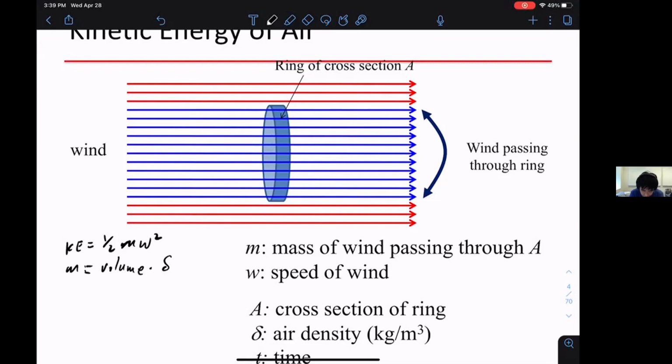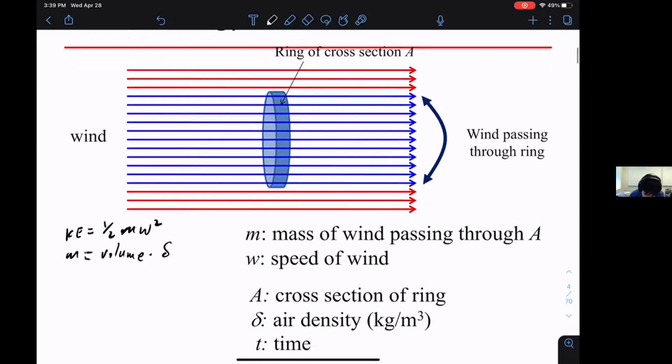So mass is really volume times density. We know density, we can measure density pretty easily. Then how do I convert volume? Well, volume is just my cross-section area times how fast wind is moving times the time wind moves. So this is my volume. Times the density, this gives me mass.